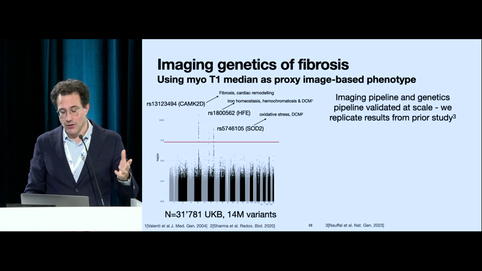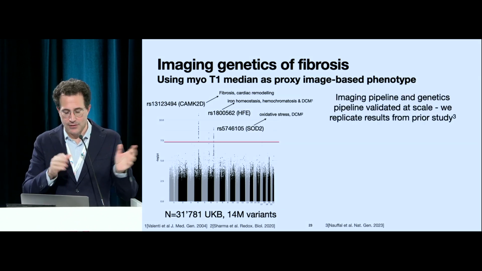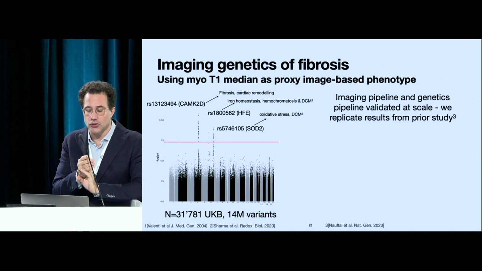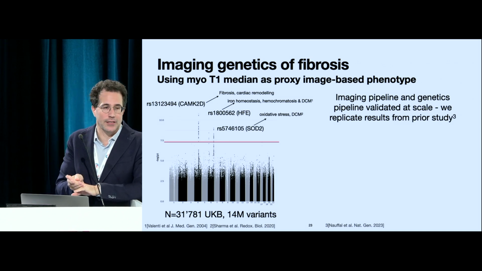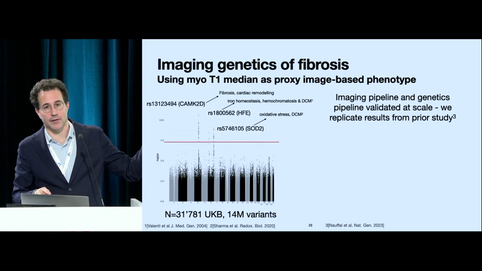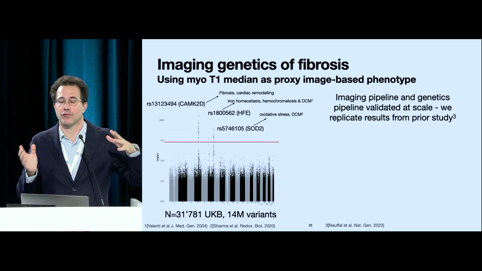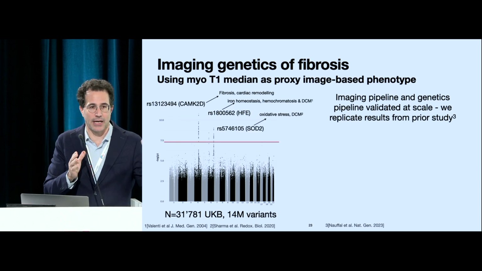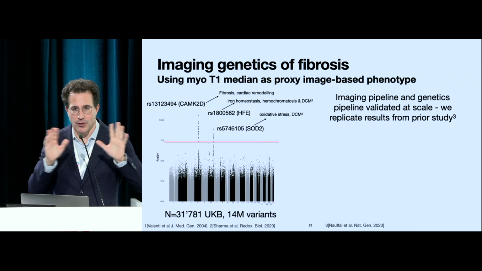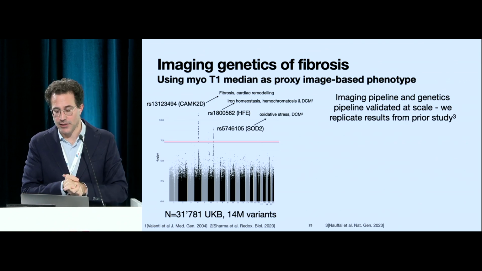We have other results, I'm just showing these for now. First, we're very happy with them because it shows that our imaging pipeline and the genetics pipeline are validated at scale, because these hits that we found were also found in a previous study. Of course, everybody's using UK Biobank, but the pipeline we have is fairly different. So this is nice. It reassures us that we're not doing garbage correlation.